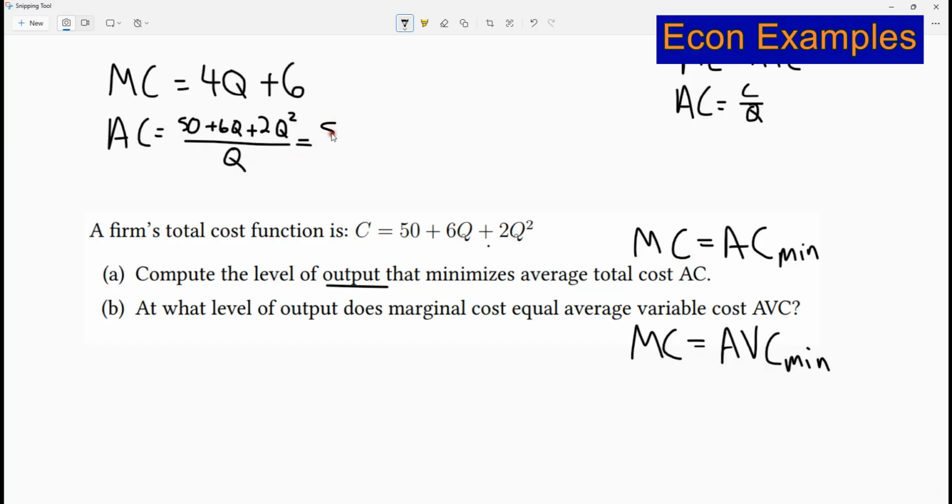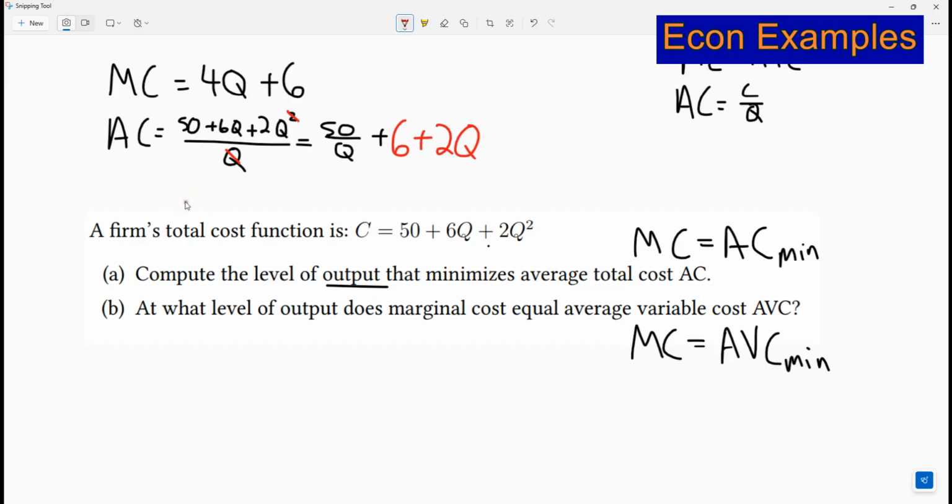Okay, so we'll do that. So 50 over q, and then plus 6q over q, these would just cancel out. So that's where we get that, so that would just be 6. And then 2q squared over q. So one q goes away, you still got q, so we end up with 2q. This is our average cost. Set these equal to each other, and then we're going to solve.